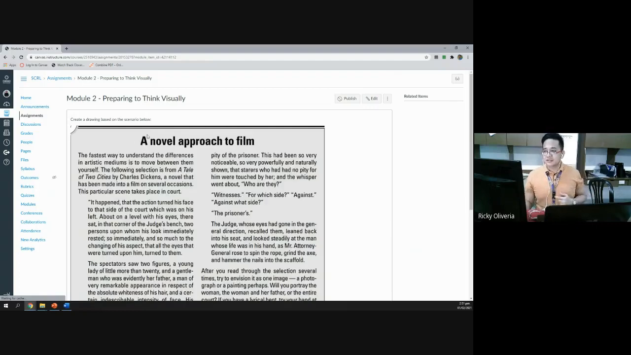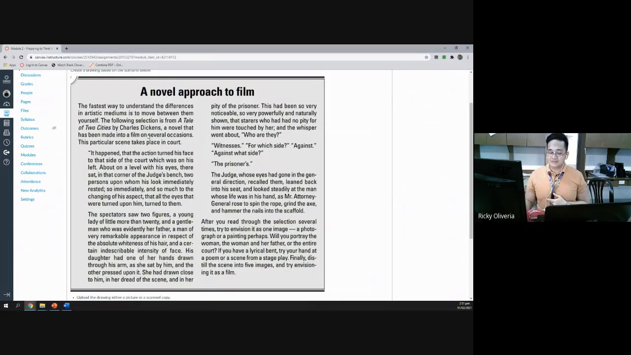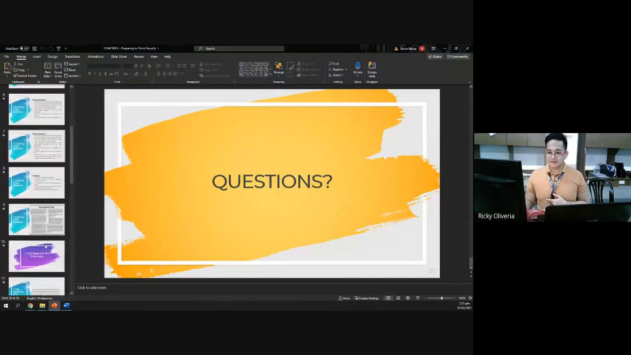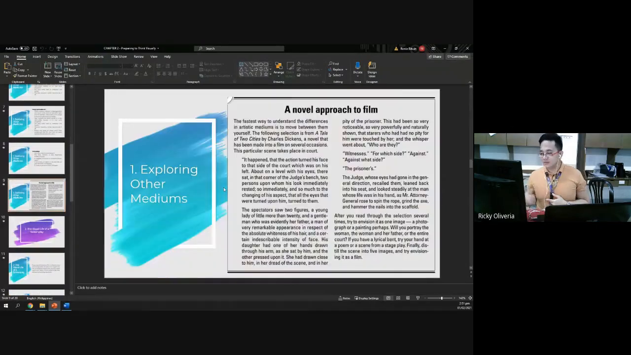Yan. So kanina, 'di ba, meron tayong nandito sa PowerPoint natin. This one. Ito 'yun eh. Anyway, i-upload ko rin naman 'to sa Canvas natin so makikita. Yan, no? So discuss ko lang kung anong gagawin natin dito.